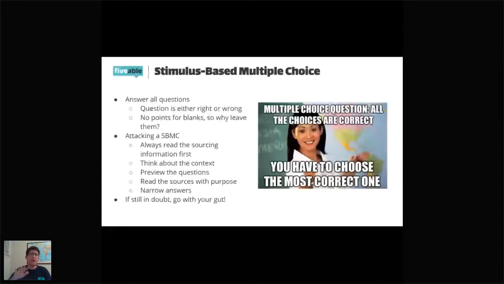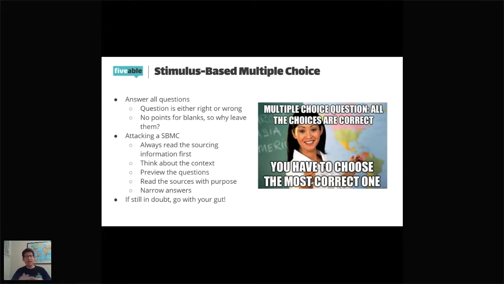You need to answer every single question, even if you get to the end of the 55 minutes and you have 4 questions left. Pick a letter, whatever you choose, A, B, C, D, doesn't matter. I usually go with B, and just answer that the rest of the way down the page. That is going to make the difference for you.